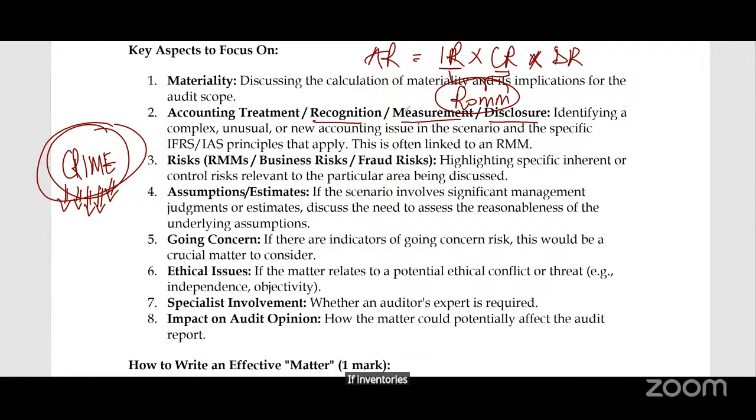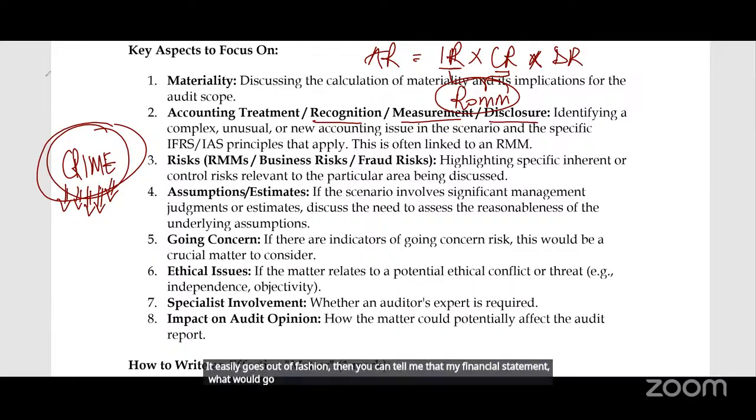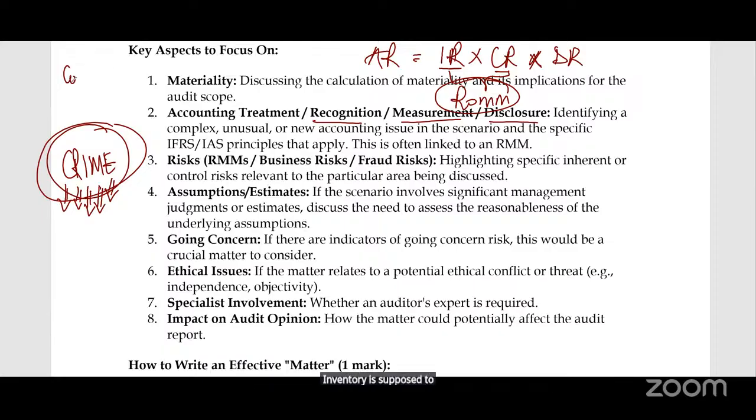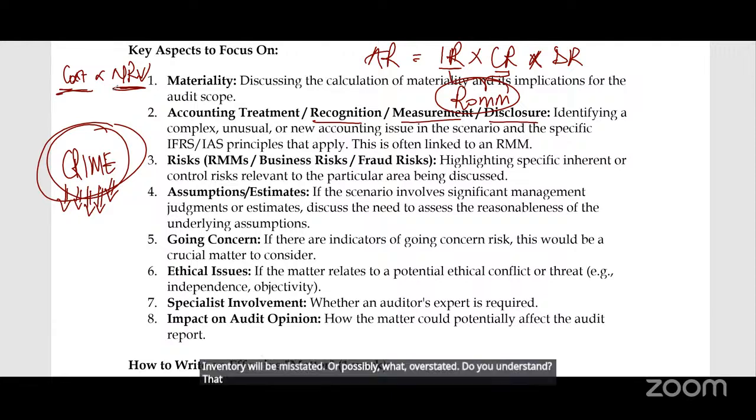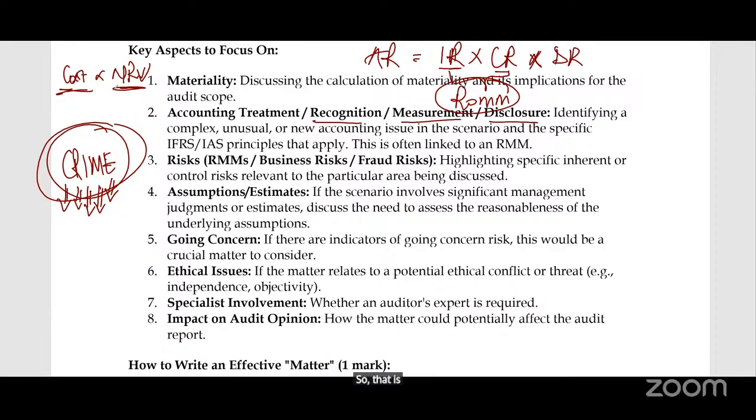Just like I told you, I'm in the tech industry, right? So most of the time, the inventory is obsolete. It easily goes out of fashion. Then you can tell me that on my financial statement, what will go wrong? Inventory is supposed to be measured at lower of cost and NRV, right? So if things are always passing, it may be possible that I'm recording at cost instead of NRV. Inventory will be misstated, or possibly what, overstated. Do you understand? That is the risk that inherent risk is going to cause me. So that is the end result the student is supposed to recognize.